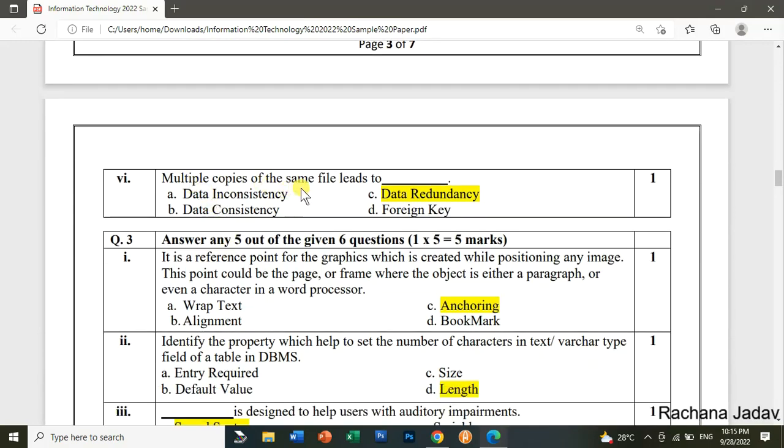Next, multiple copies of the same file leads to dash. So data redundancy means duplication of data.